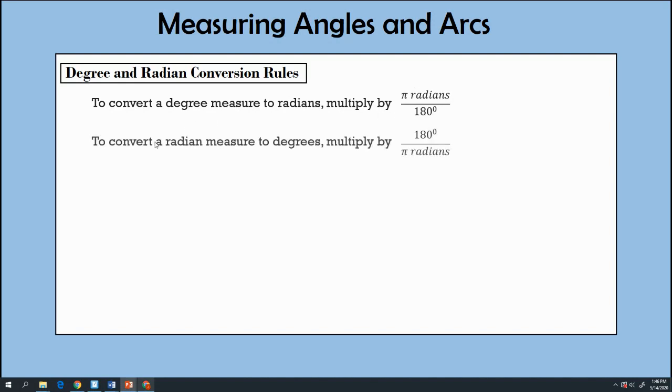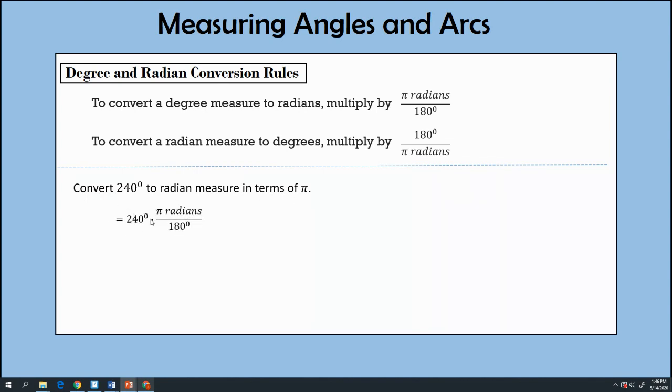Okay, to convert radians to degrees, we multiply by the reciprocal: 180 degrees over pi radians. This is equal to 1. Just like this was. Okay. So the homework will look like this: convert 240 degrees to radian measures, leave it in terms of pi. Okay, so 240 degrees, to convert degrees to radians, multiply by pi radians over 180.